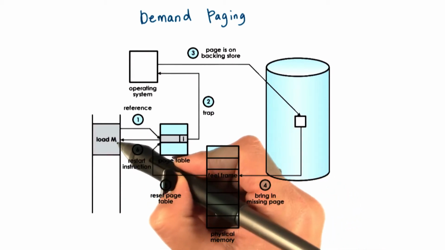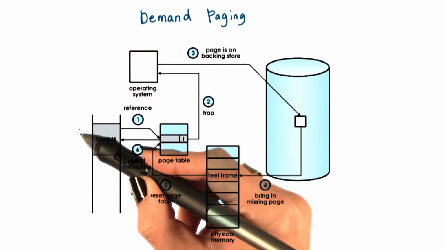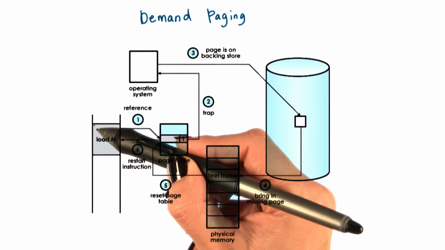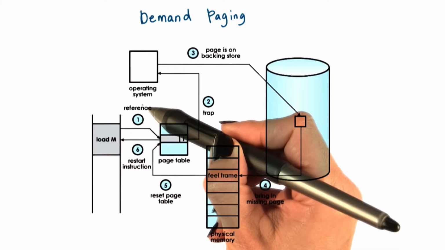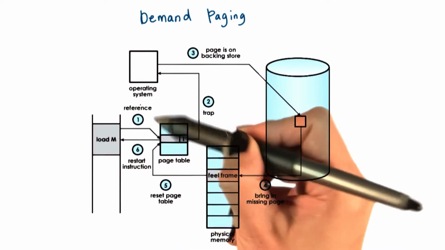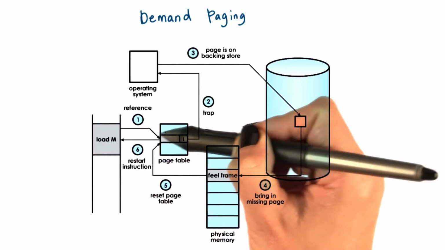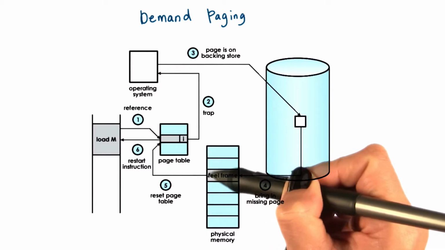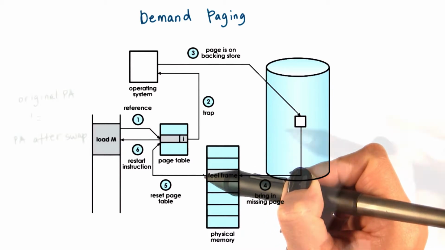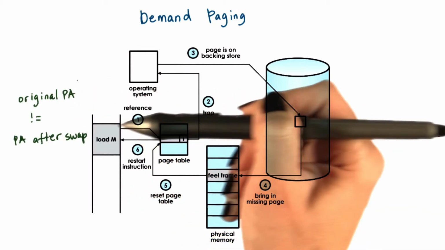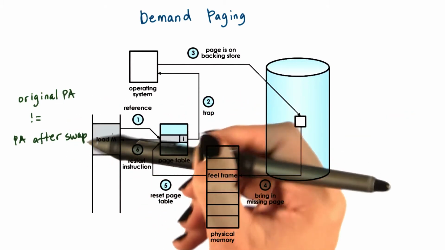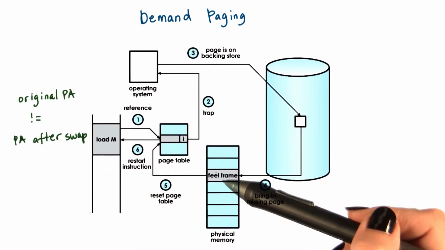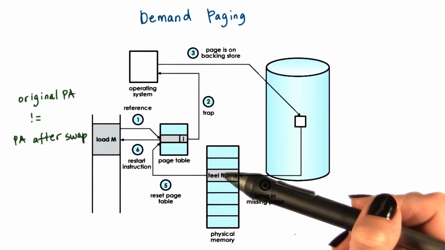At that point, control is pushed back into the process that caused this reference, and the program counter will be restarted with the same instruction so that this reference will now be made again. Except at this point, the page table will find a valid entry with a reference to this particular physical location. Note that the original physical address of this page will very likely be different from its physical address that was established after this demand paging process was over.